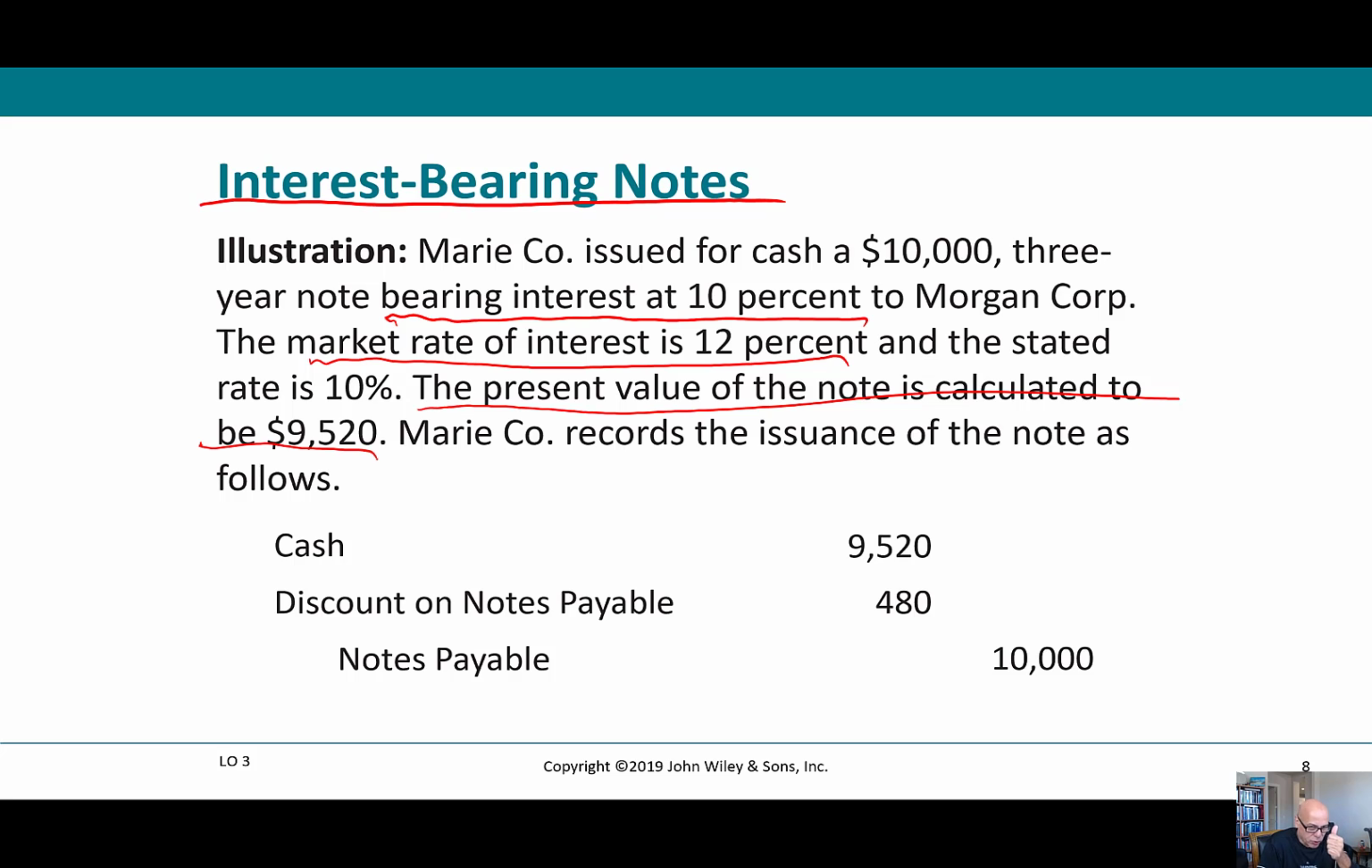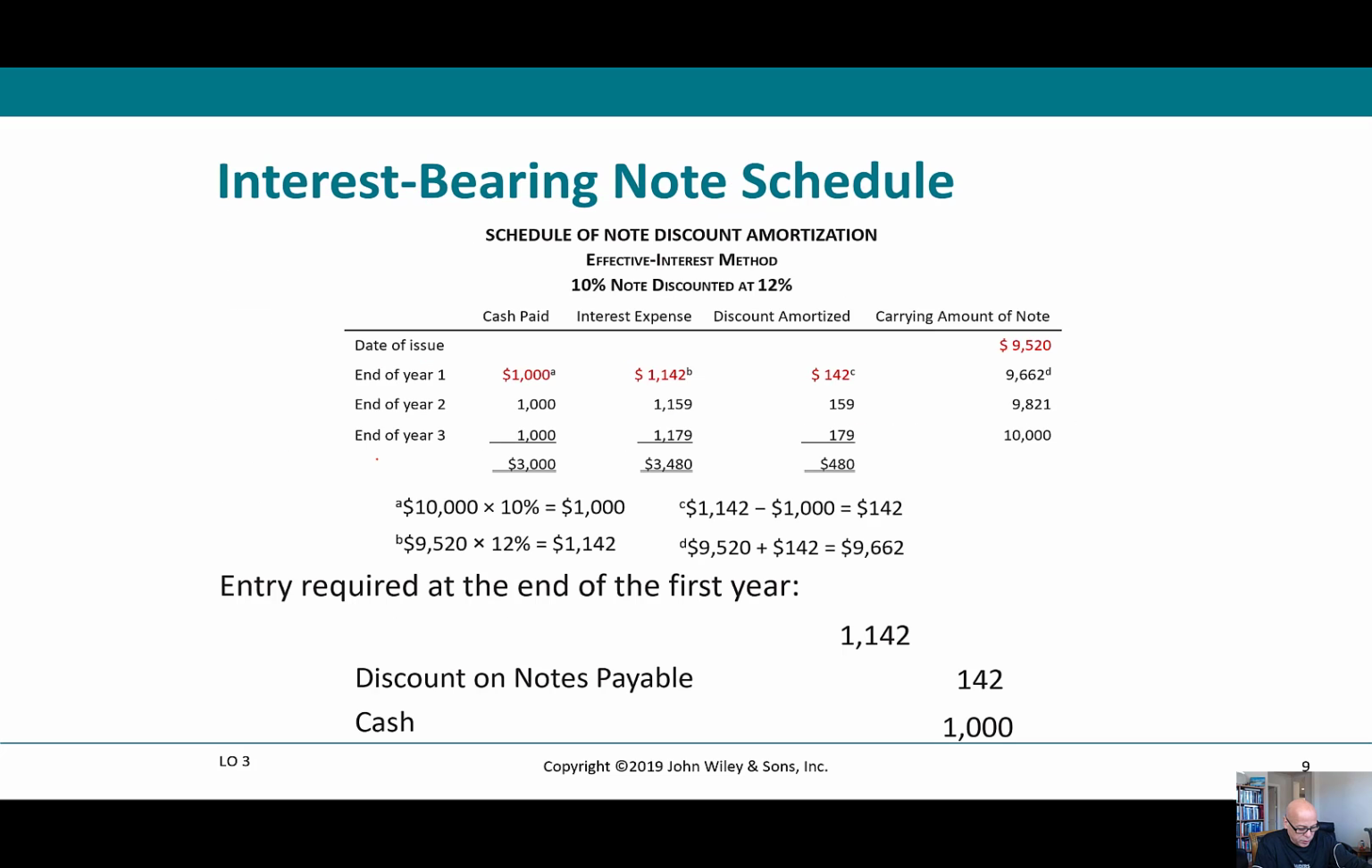So there are two interest costs associated here. One, I'm going to have to pay them annual interest payments, and I'm going to have to pay them $480 more than I borrowed. I have to pay back the full $10,000, even though I only received $9,520 of cash.